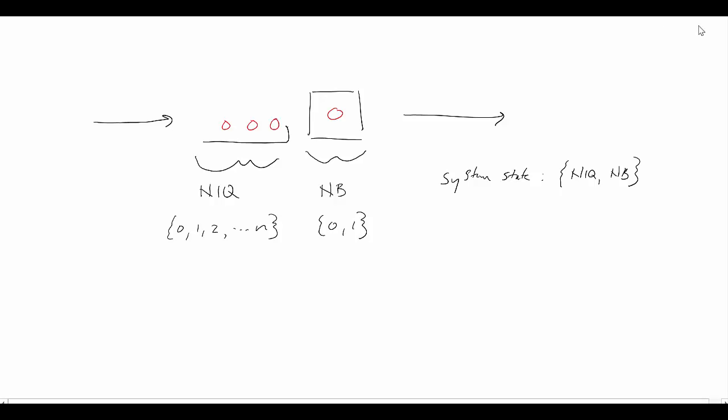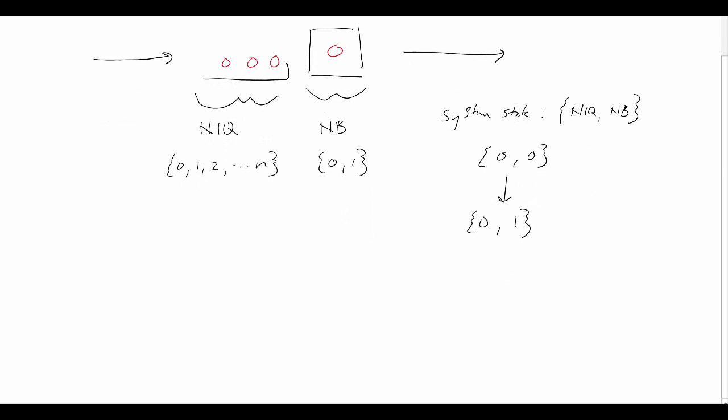For example, if the system is what we would consider empty and idle, so the server's idle and there are no entities in queue, our system state would be 0, 0. And when a customer arrives while the server's idle, the server immediately becomes busy. So our system state would transition to state 0, 1, indicating that there's still no entities in the queue, but now our server is busy.